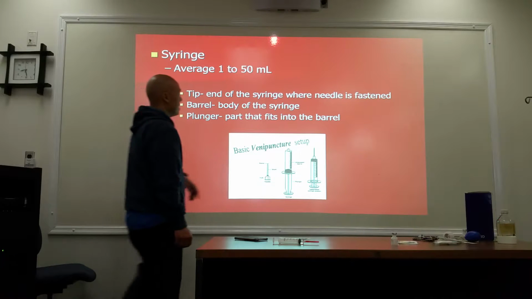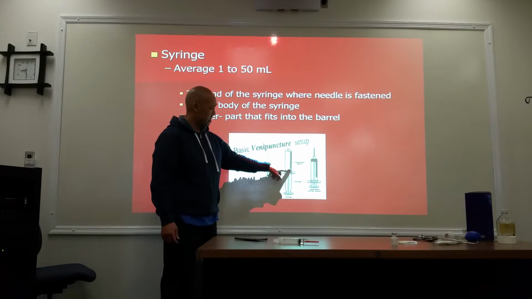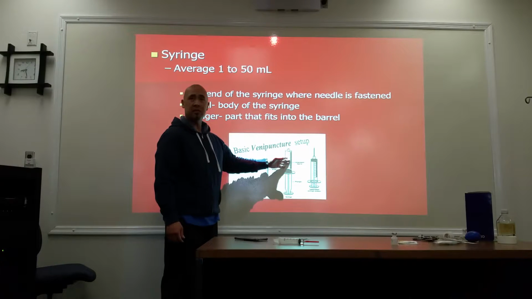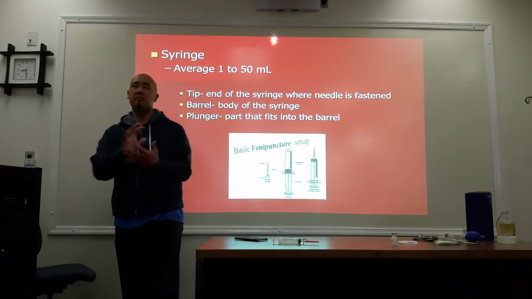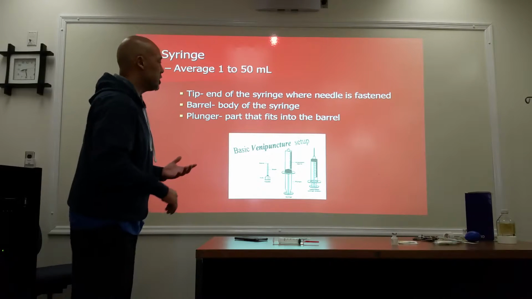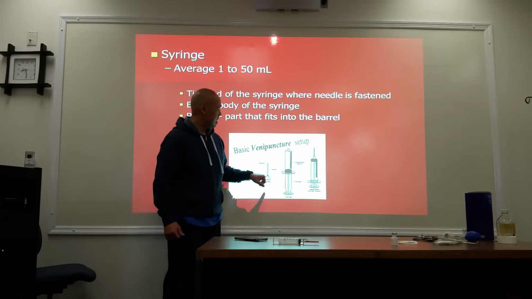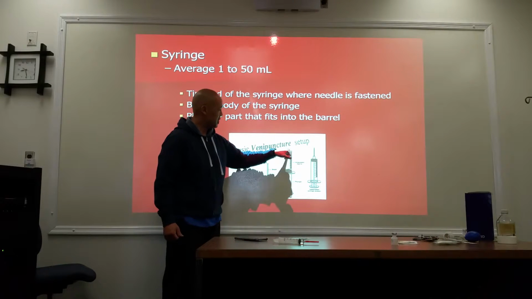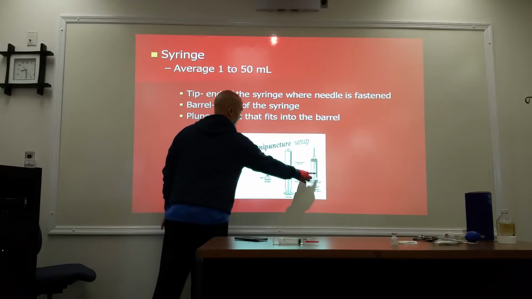So you have the tip, this is the lower end. Then you have the barrel, which accommodates your solution. And you have the plunger, which allows you to push the solution out of the barrel. And then together you've got the needle hub that attaches to the luer of the syringe, and it looks like this.